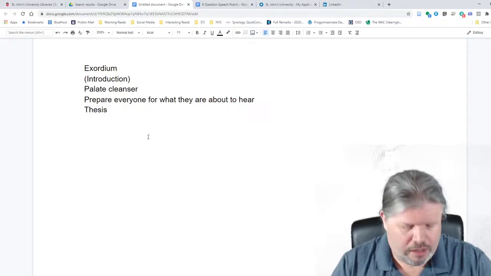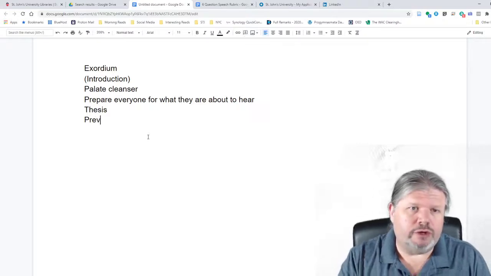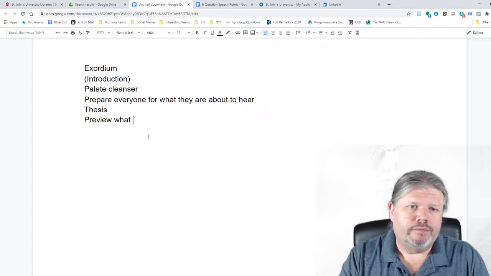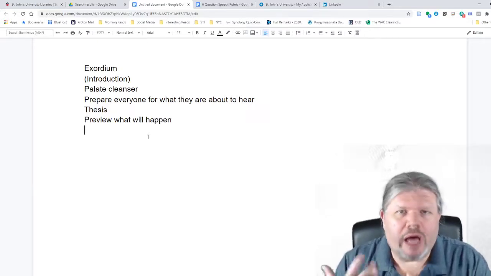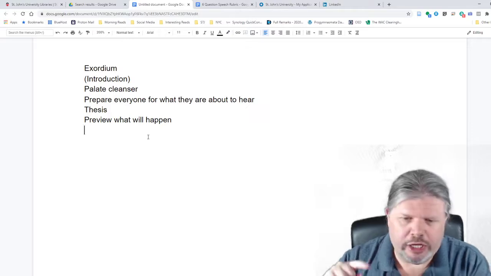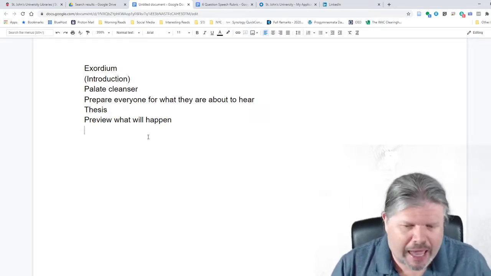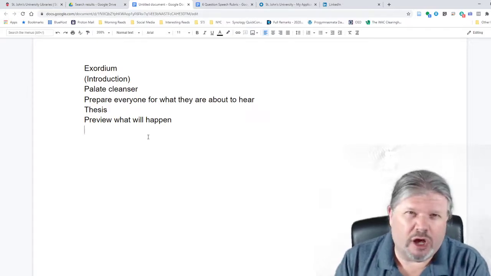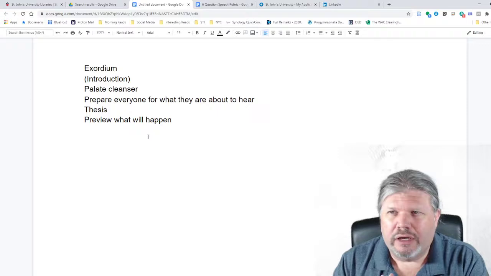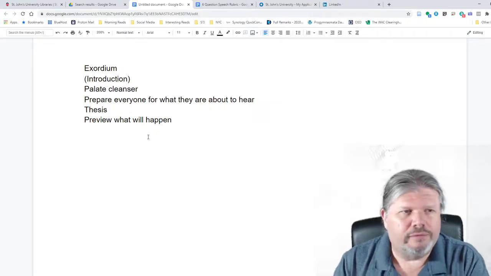All right, so then the other thing that an exordium should do is preview what you're going to do. So the exordium kind of says, here's how I'm going to accomplish that goal. We're going to examine this, we're going to examine this, we're going to examine this. So you're laying out kind of a map of what's going to happen in the course of the speech so that people aren't caught flat-footed.